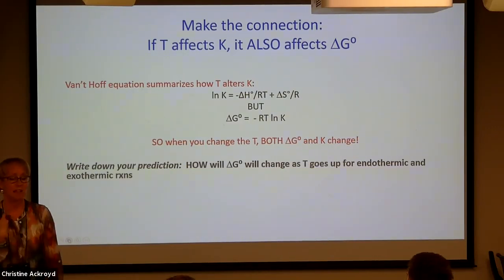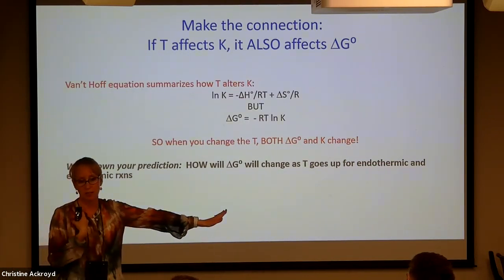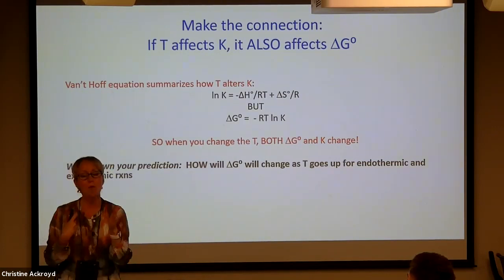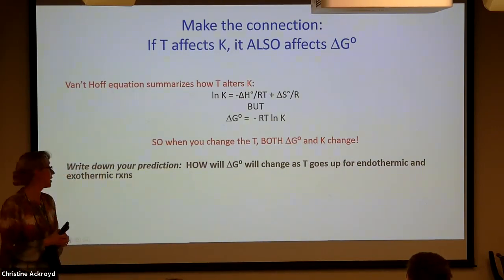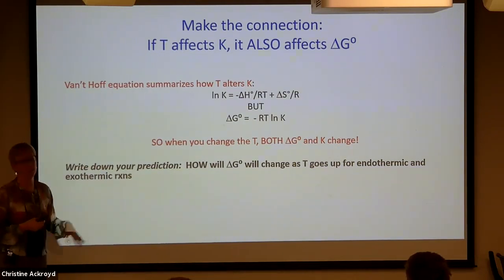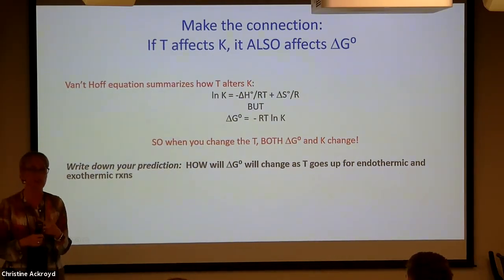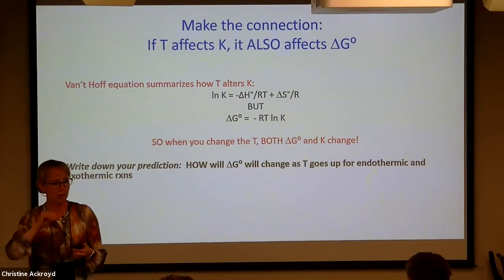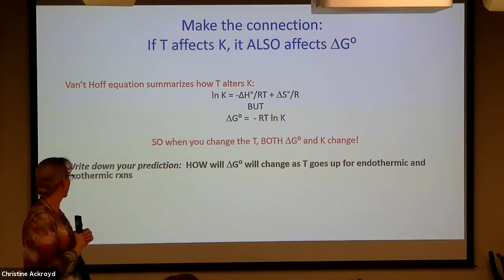Okay, so now make another connection. So K changes when the temperature changes, and we can use the Van't Hoff equation to predict the direction of the change. What will happen to delta G naught as the temperature goes up for an endothermic reaction and for an exothermic reaction? So I'm asking you to chart all the connections in your brain in order to make that connection.